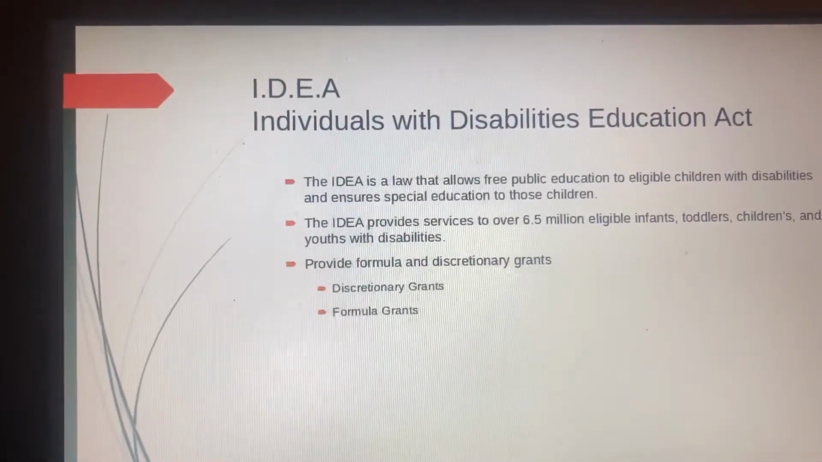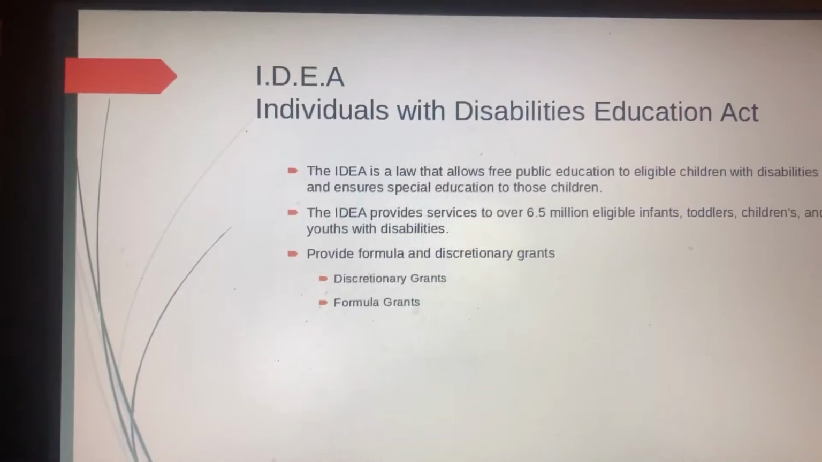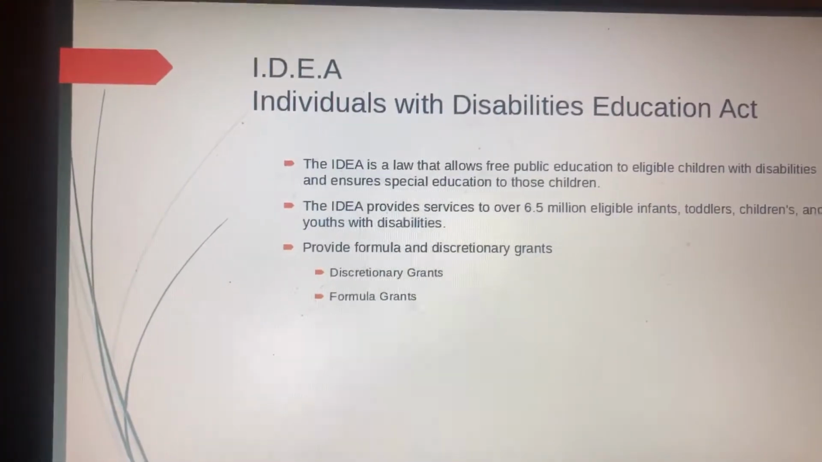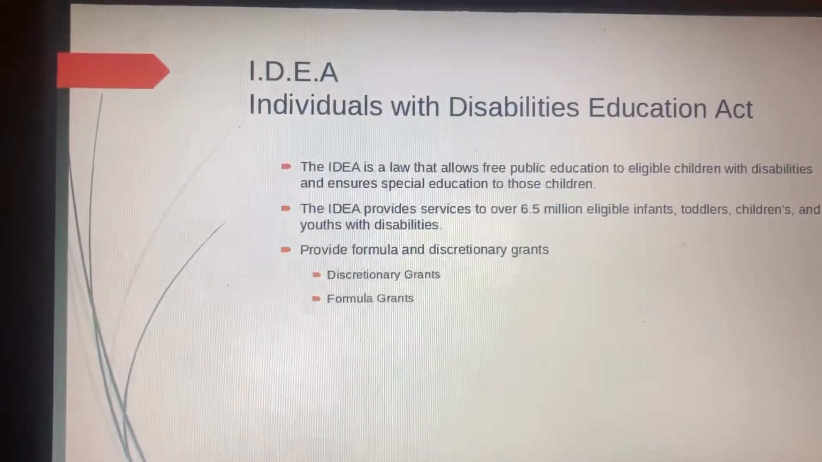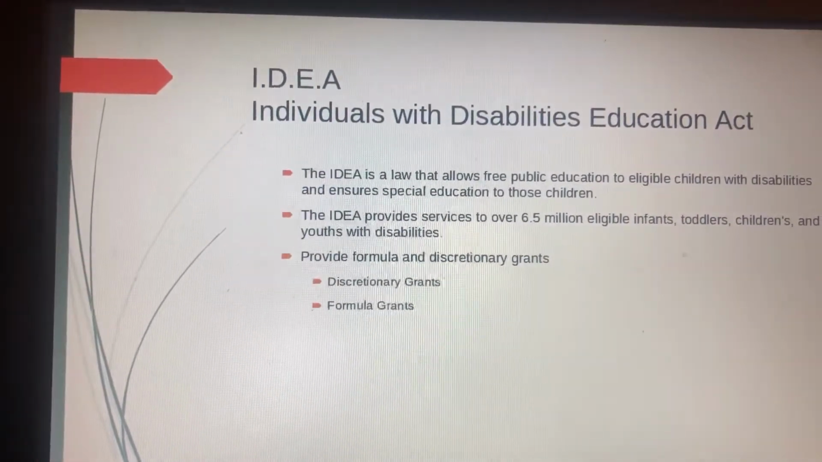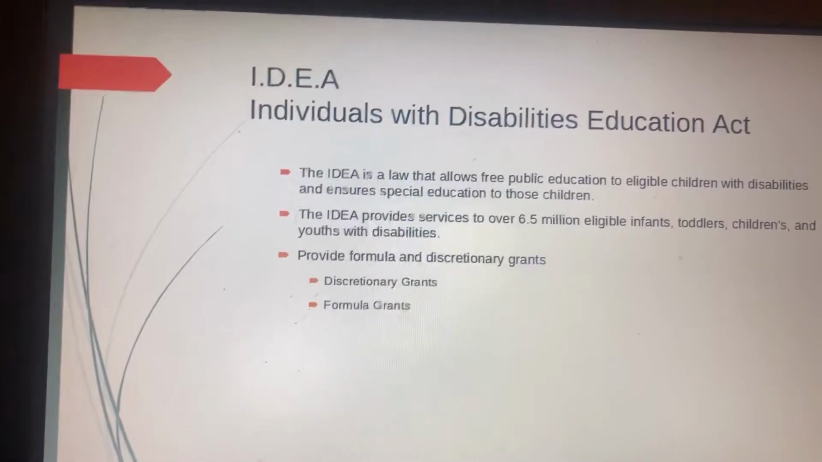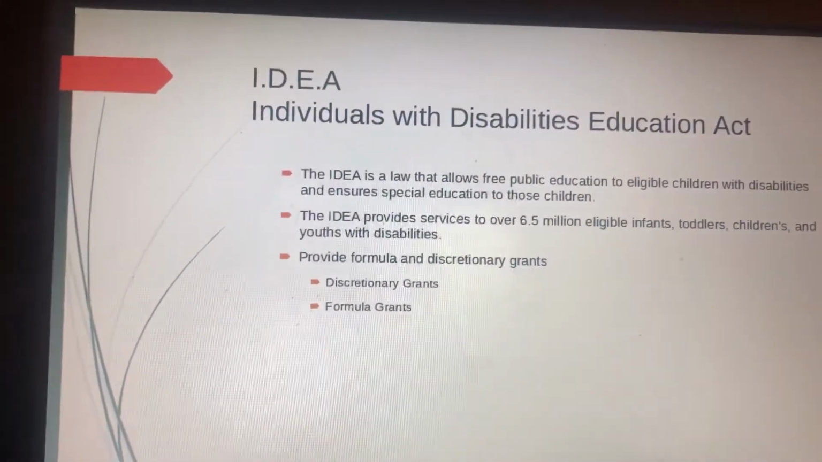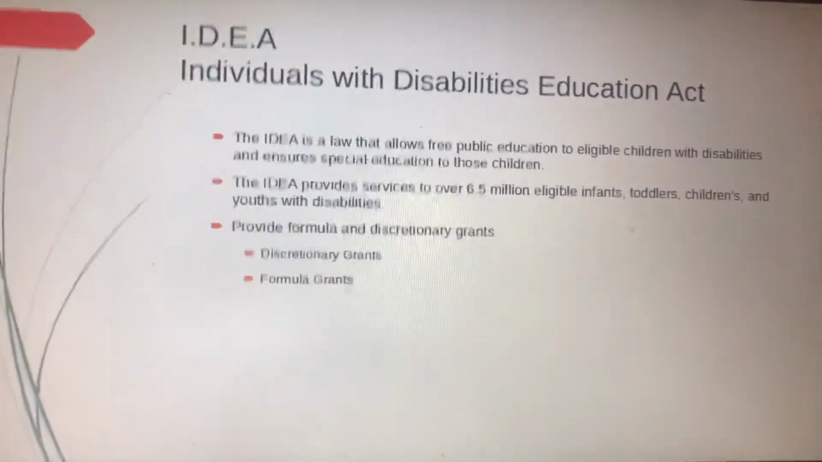Formula grants are awarded if the recipient meets certain predetermined conditions, while discretionary grants are given where the federal agency can select who they want to give it to based on merit and eligibility.